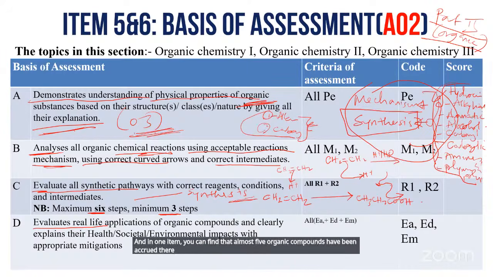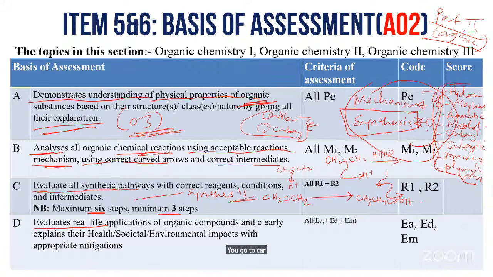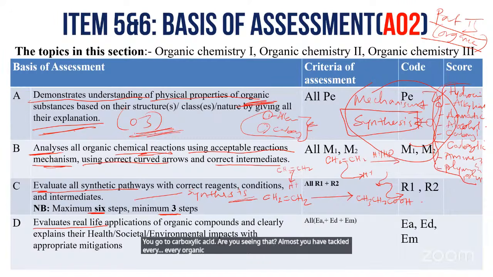Because when you're doing synthesis, you find that you're moving from maybe an alkene, you go to an alkyl halide, you go to an alcohol, you go to a carbonyl compound, you go to a carboxylic acid. Are you seeing that? Almost every organic compound has been tackled. So what does it mean? Let us get vast in these organic compounds.